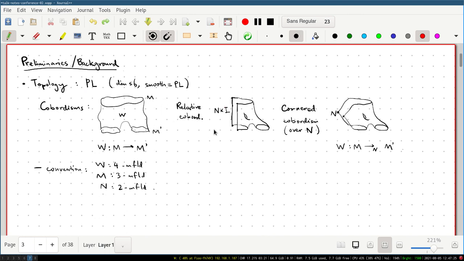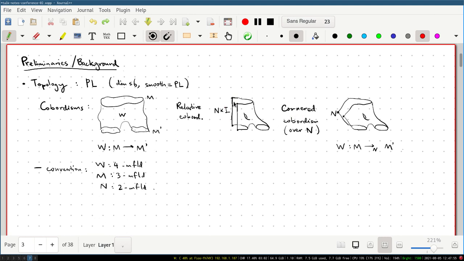Cobordisms go downward, but I'll also be talking about cobordisms between manifolds and boundaries. So usually they're phrased in terms of relative cobordisms, where the boundary has the identity cobordism. But I'm going to be using a slightly different notion of cornered cobordism.